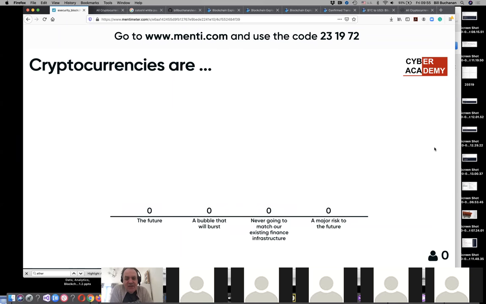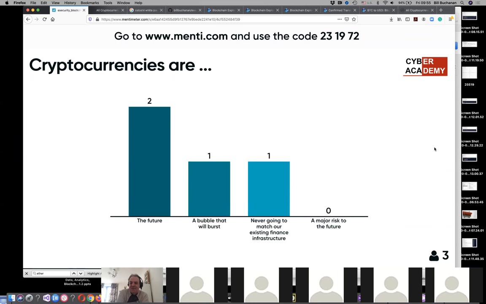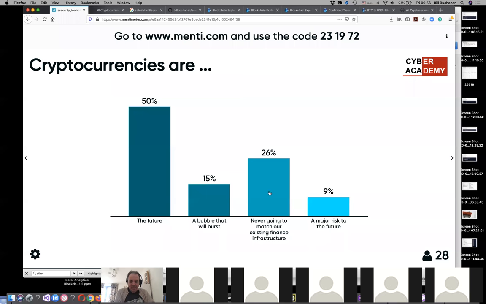Okay, so cryptocurrencies are the future, a bubble that will burst. Are they going to match our existing finance infrastructure, or a major risk for the future? Okay, so again, quite a split there. Many people see them as the future. Aid agencies are increasingly looking at cryptocurrency to be able to get funds to disaster relief areas, because with traditional ways the banks often take high fees and will delay lots of things. So it's quite a spread there, a bubble that will burst. And the main thing is that you've got to divorce Bitcoin and cryptocurrencies from blockchain. Okay, I'll explain in a bit more detail, but please don't think that they're the same thing.